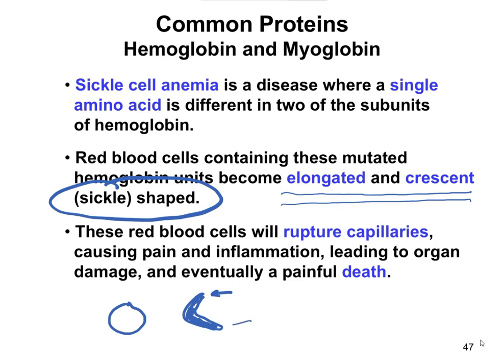Whenever these things bump up against your capillaries, it hurts. That pain leads to inflammation, which eventually can lead to organ damage, and people can die from this sickle cell anemia due to this single amino acid mutation in the hemoglobin.